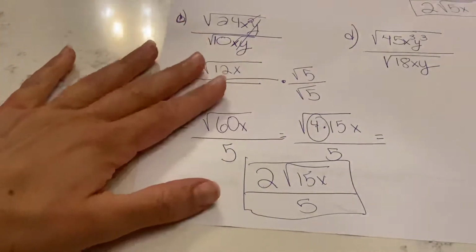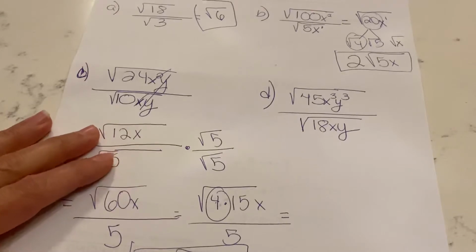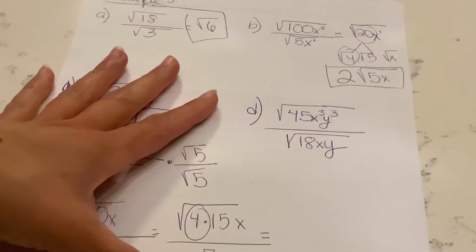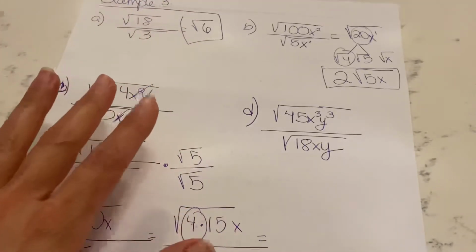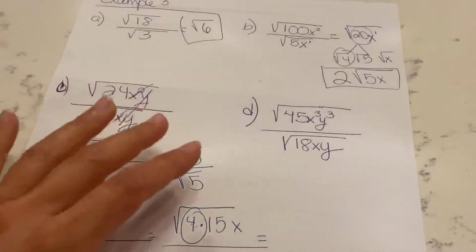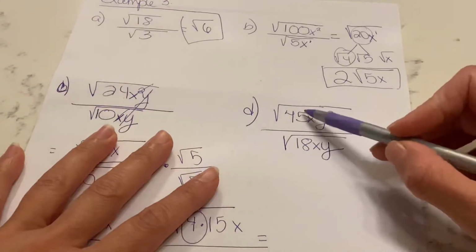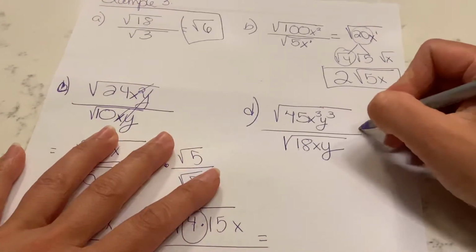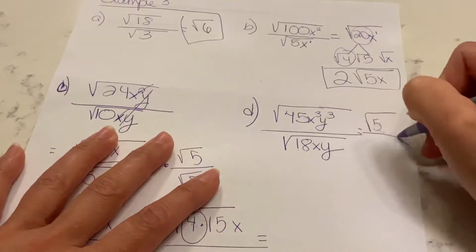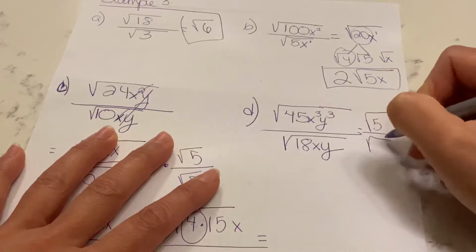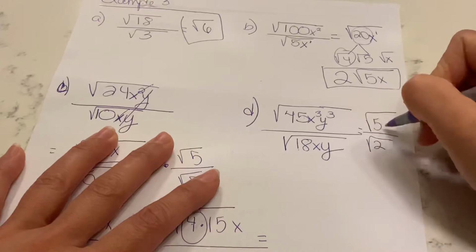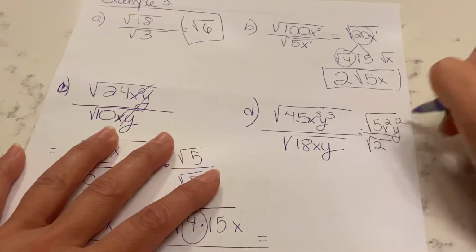All right, last one. All right. So again, they're both inside the radical. I'm able to divide them. Okay? So 45 and 18, the factor that they have in common is a 9. So I'm going to divide both by 9. So when I divide by 9, 45 divided by 9 is 5. 18 divided by 9 is 2. Okay? Then I'm able to subtract the exponents, so I'm left with x squared and y squared.